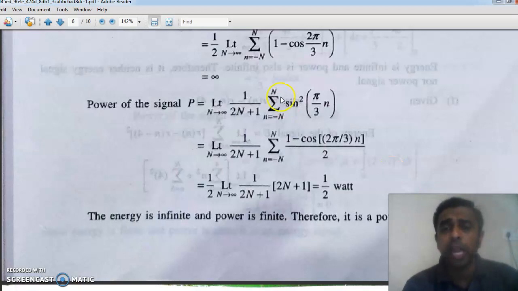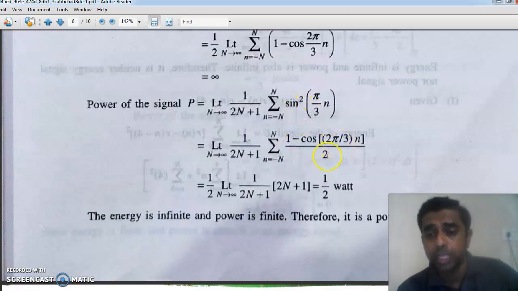Okay, here you are using the identity of sine square theta, which is nothing but 1 minus cos 2 theta by 2. Okay, so if you open the summation again, here you have an infinite summation of this one with n. So what is the result of that? The 2n plus 1, that and that get cancelled. And what about this one? This one is nothing but cos 120 by 2, that is cos 60. So the whole thing will have a value of half watt.